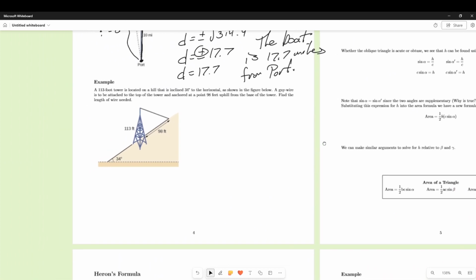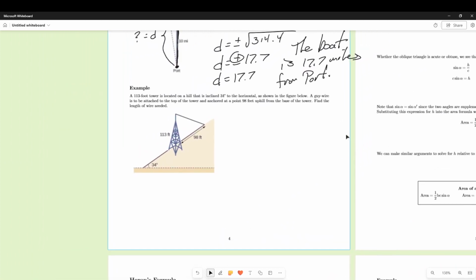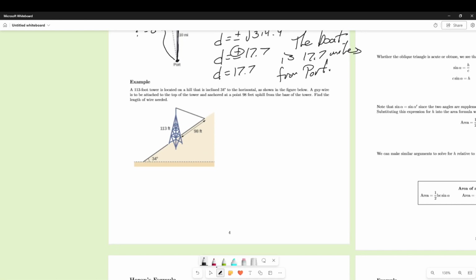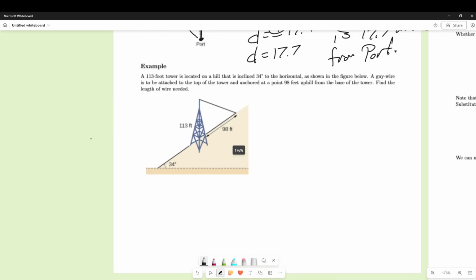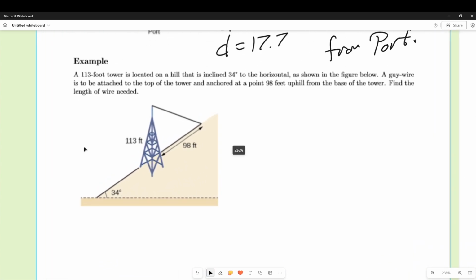Okay. Oh yeah, let's do this one. So 134 tower located on a hill. It's inclined at 34 degrees, so it's our 34 degrees of inclination. Let me grab that pen. Let me zoom this in too. All right.